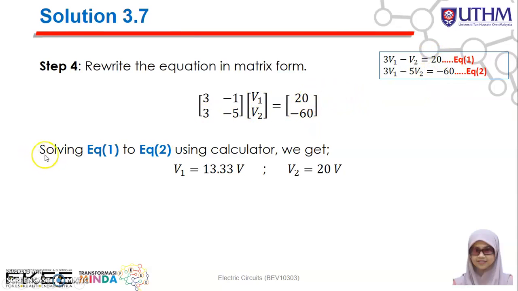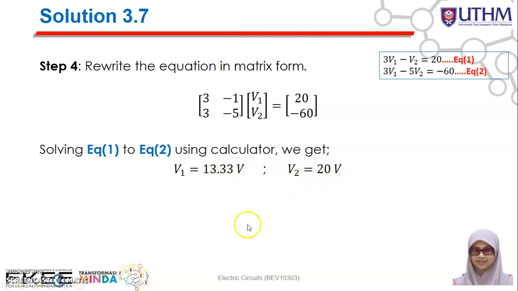Okay, and then after that, we can solve equation number 1 and equation 2. So you can solve this using a calculator, or you can just use the matrix function in your calculator to solve the matrix. So finally, you can get V1 equal to 13.33 volt, and V2 equal to 20 volt.